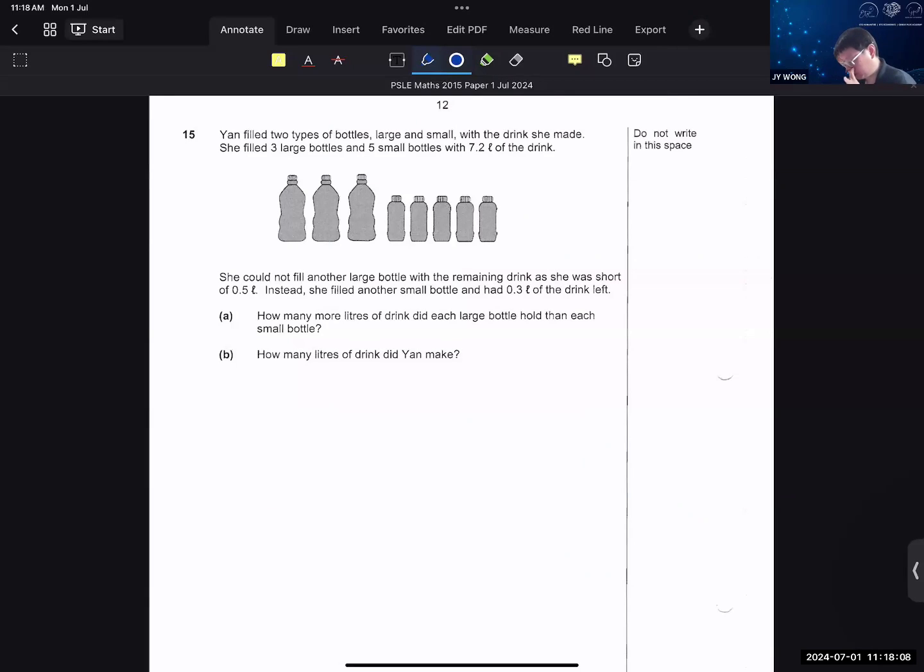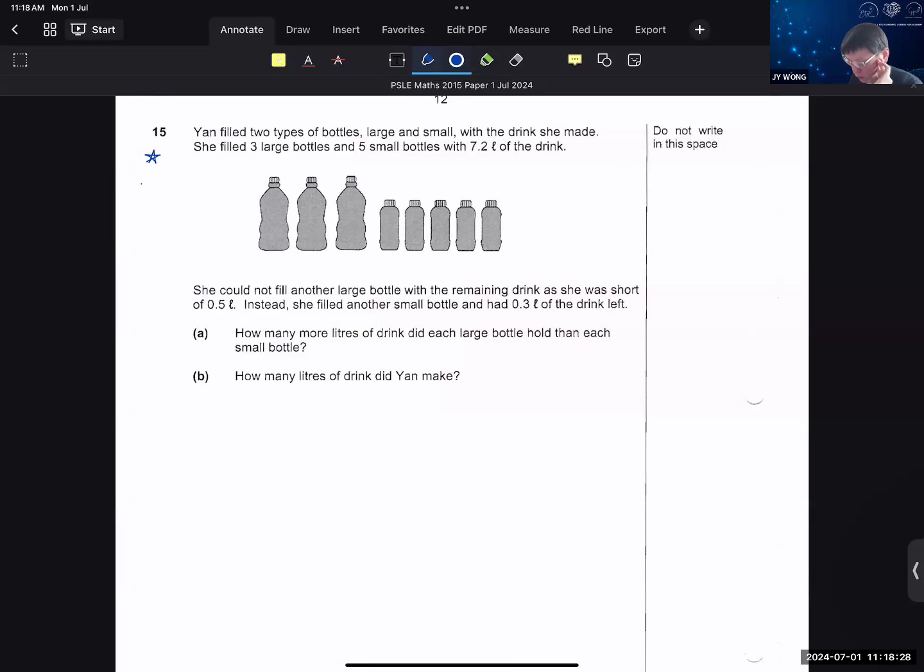Question 15. Those of you who attended the intensive would have seen this question. Like I said, 2015 paper, not very easy. So this is an excess shortage question of sorts. You should have drawn the model to help you visualize the question.